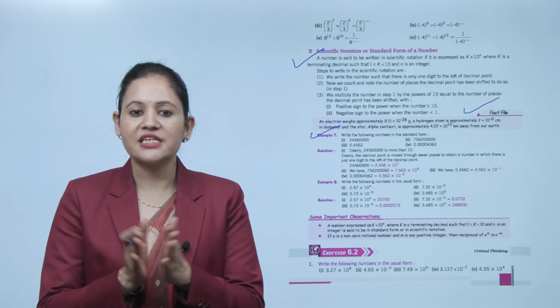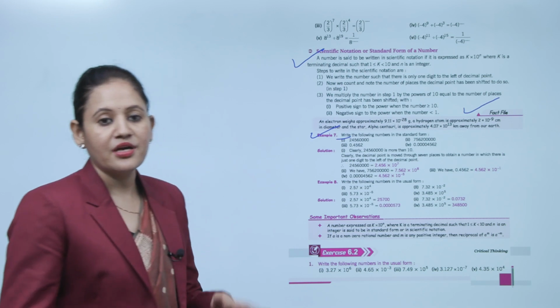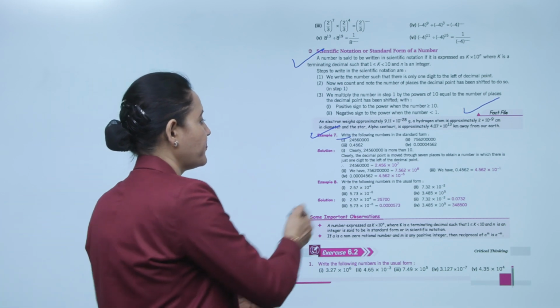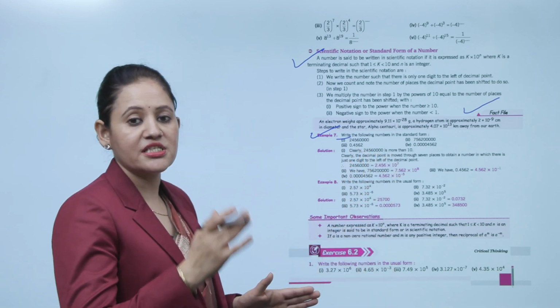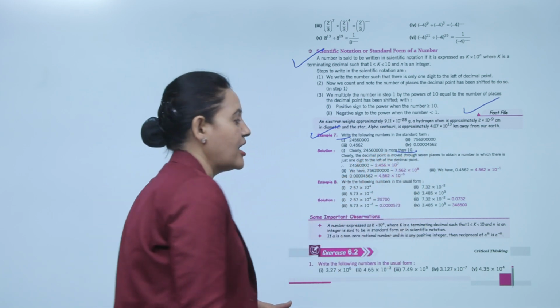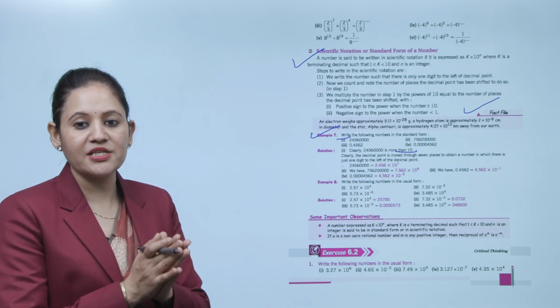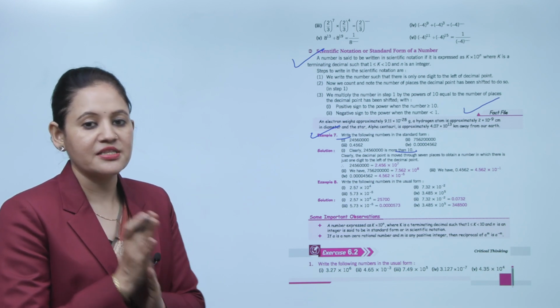Write the following number in standard form. This is our number, and we have to write it in standard form. To do so, first we'll check whether this number is more than 10 or less than 10. This number is more than 10. Now, clearly the decimal point is moved through the 7th place to obtain the number which has just one digit left of the decimal point.